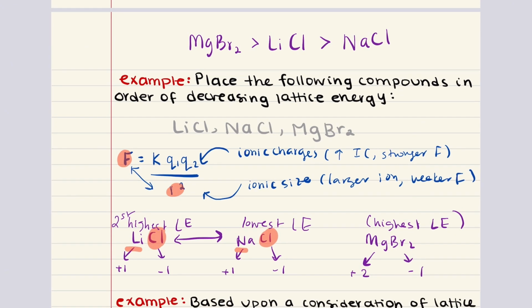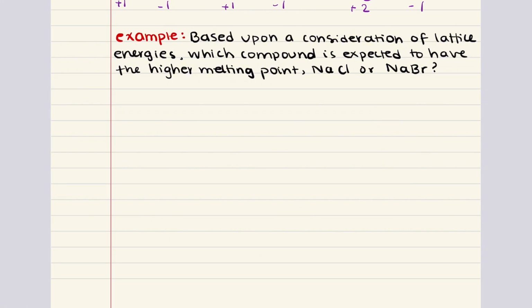And with that, we have solved our first example problem. Let's go ahead and move into the second example. This one says, based upon a consideration of lattice energies, which compound is expected to have the higher melting point, sodium chloride or sodium bromide? Now, the thing to remember as we solve this problem is what we're really trying to figure out is, does sodium chloride or sodium bromide have a higher lattice energy? Because having a higher lattice energy generally means that you have a higher melting point.